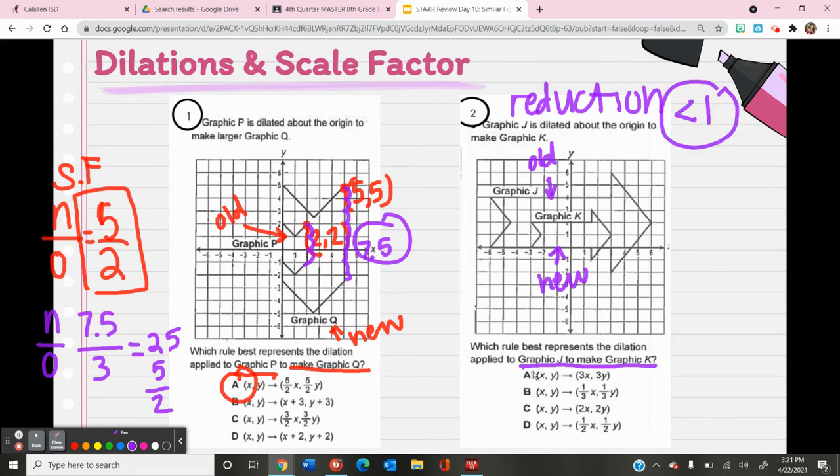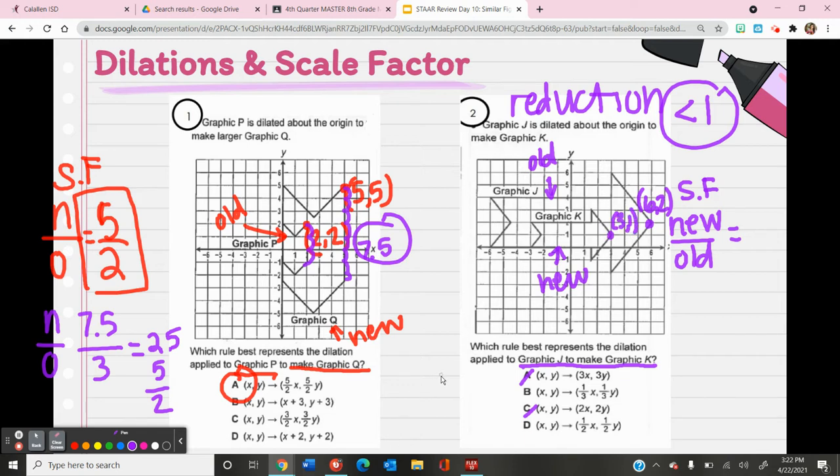So I can go ahead and eliminate A and C because my scale factor is greater than 1 in those answer choices. So again, to find my scale factor, I'm going to take my new over my old. For this one, I think it'd be best if we use points. So here I have J at (6, 2), and I have K at (3, 1).